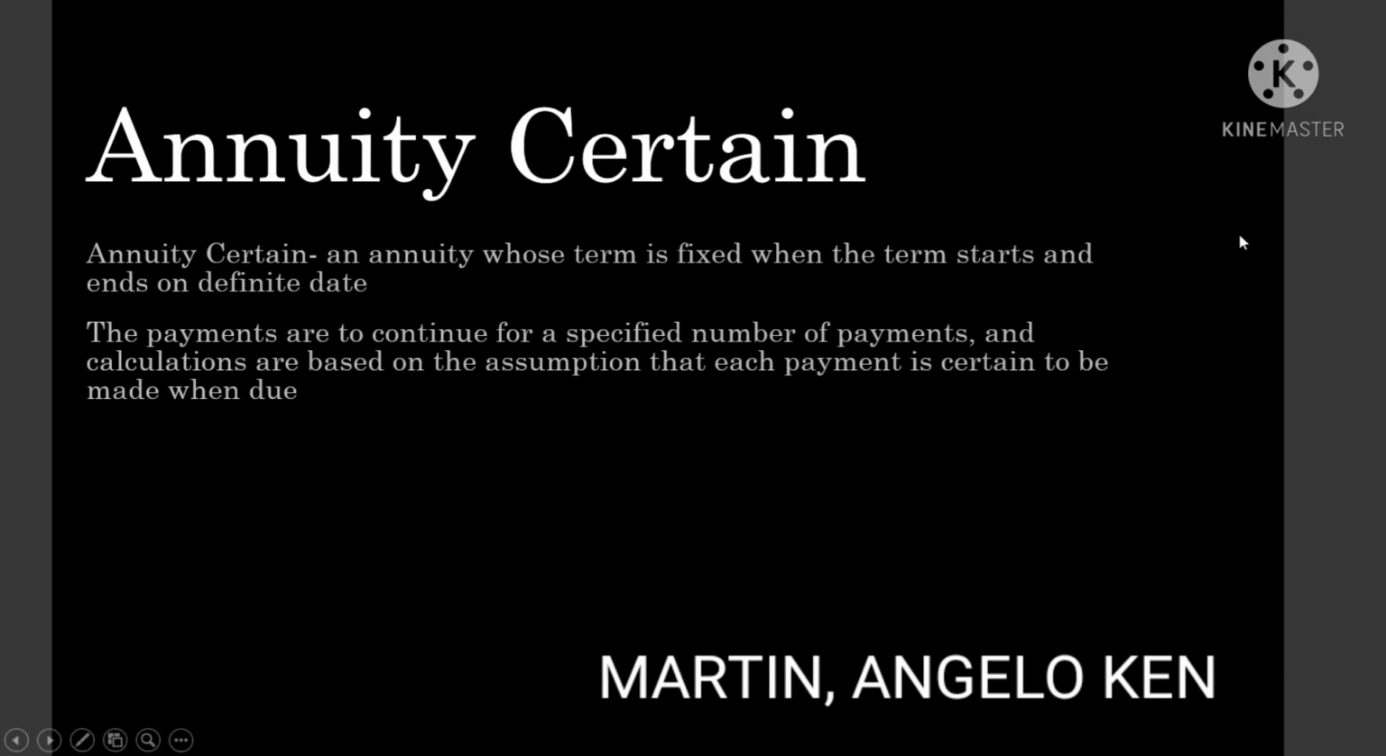Hi, I'm Angelo Ken Martin, here to explain annuity certain. Annuity certain: an annuity whose term is fixed when the term starts and ends in a definite date. The payments are to continue for a specified number of payments, and calculations are based on the assumption that each payment is certain to be made when due.